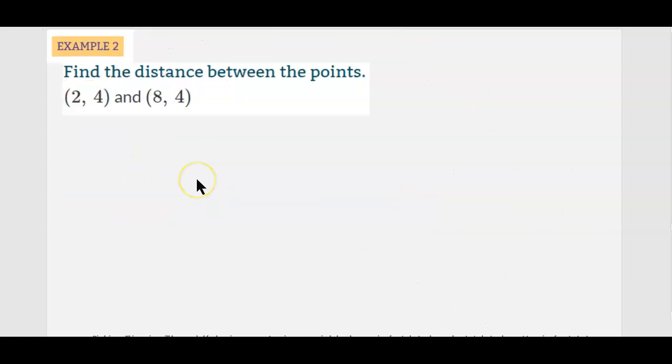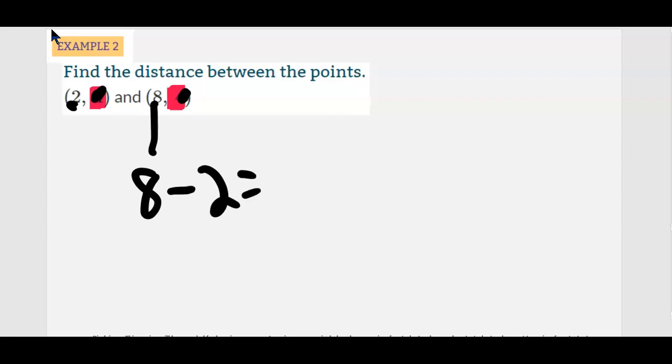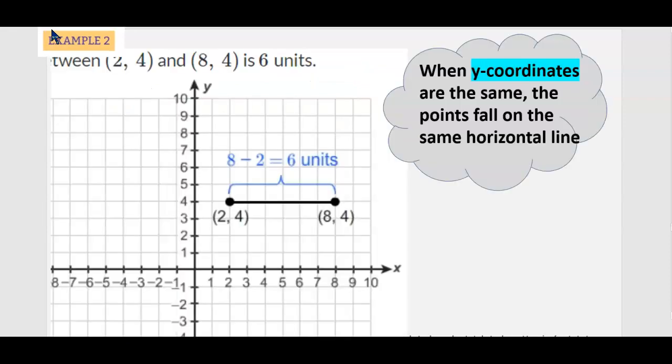Okay, so what are the DCs here? Well, the 4 and the 4 are the same, so those are not the DCs. The DCs are 8 and 2. We simply take the bigger one, 8, minus the smaller one and get 6 units. What does that look like on a graph? Looks like this.